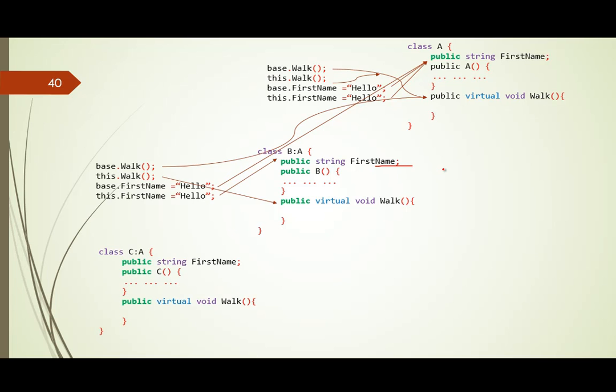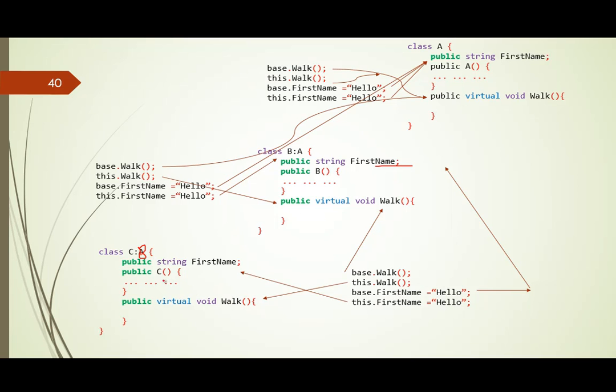So let's say I have class C, which is inherited from class B, of course. So I made a mistake. Let's pretend that it's really inherited from class B. And when we call that base.walk, it will call the base method of its parent class. This means this method, and base means the parent class's first name, and this means this class's first name. That's it. So this is about base and this, and how they differ from one another.